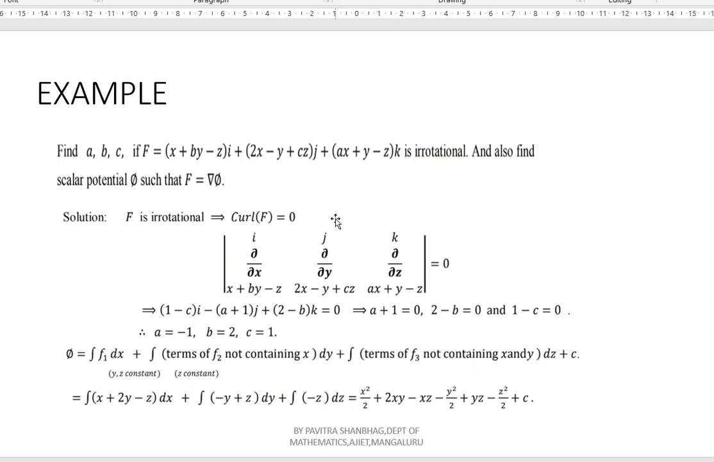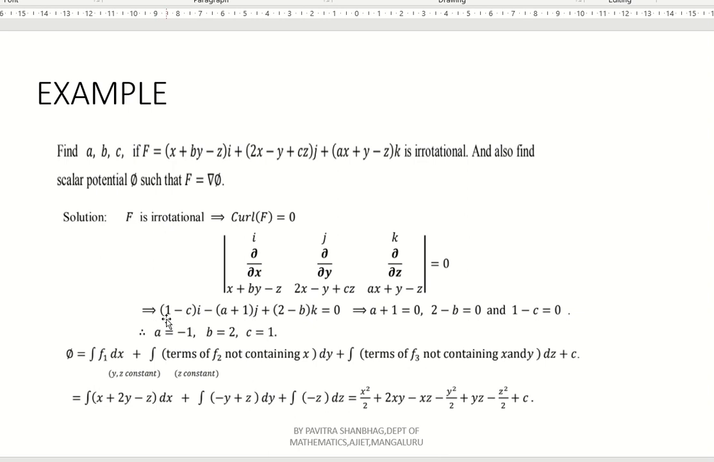Similarly minus j into what? Leave this row and column. Dou by dou x of this, ax plus y minus z, means a, minus dou by dou z of this, which means minus 1. So minus of minus 1 means what? Plus 1 we will get, right? So that is nothing but a plus 1 into j plus k into what? Leave this row and column. Dou by dou x of this is 2, and dou by dou y of this is b. So 2 minus b, right? 2 minus b into k equal to 0.